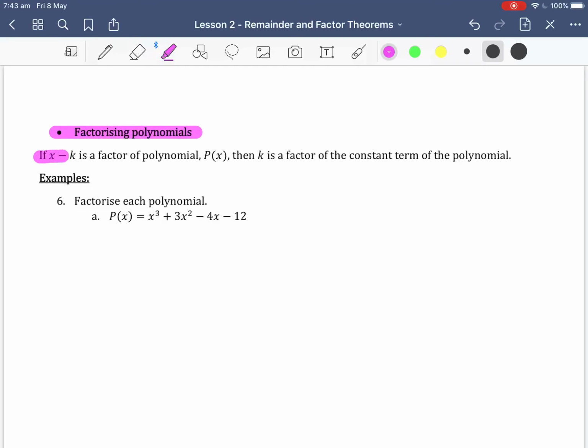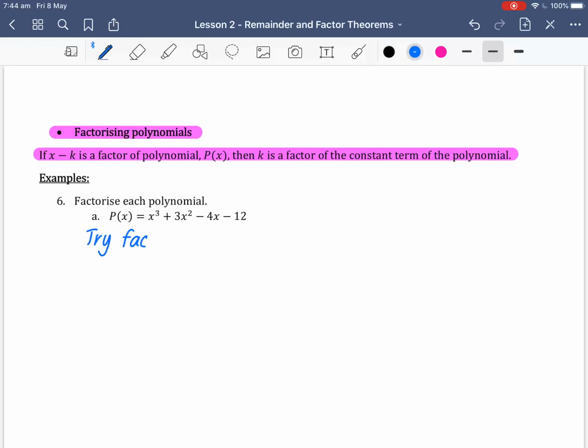Now we're going to talk about factorizing polynomials. So if x minus k is a factor of p(x), then k is a factor of the constant term of the polynomial. So for example 6, we want to factorize each polynomial. So what we're going to do here is we can try out factors and then we're going to divide. So we're going to try factors of 12, so of our constant, whatever your constant is, you want to try factors of that.